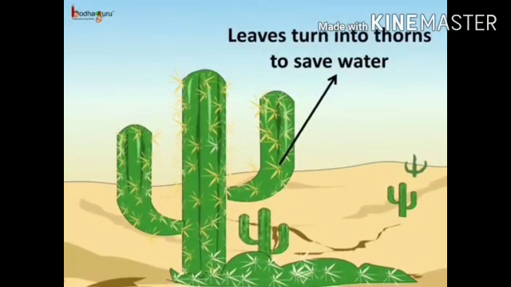The cactus plant grows in the desert. The leaves of the cactus plant are reduced to spines so that the plant doesn't lose water during transpiration. The spines also protect the plant from grazing animals. Now the question is, who makes the food? Well, it's the green fleshy stem which makes the food in the case of the cactus plant.